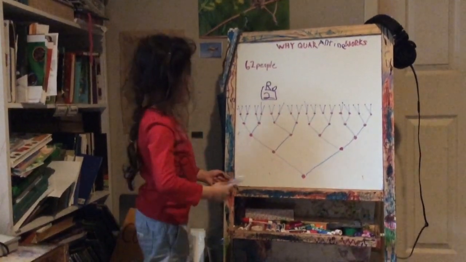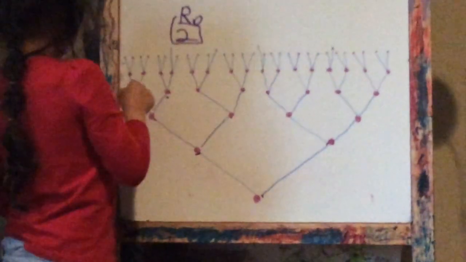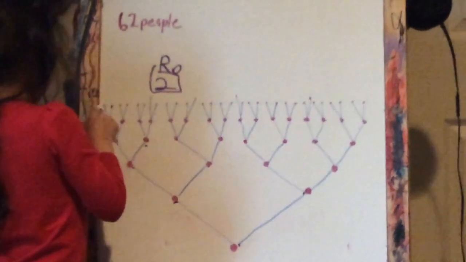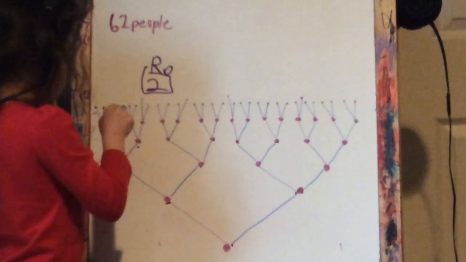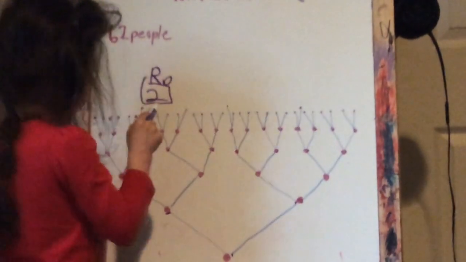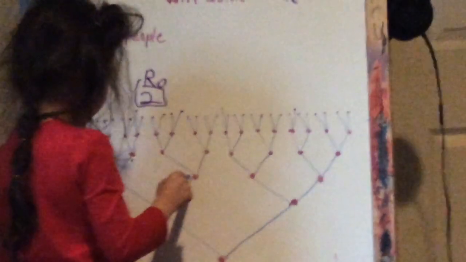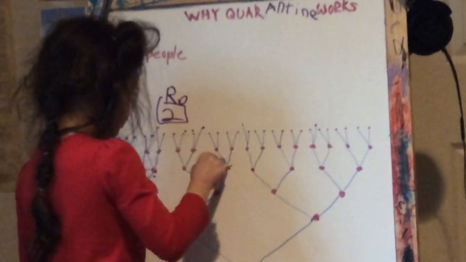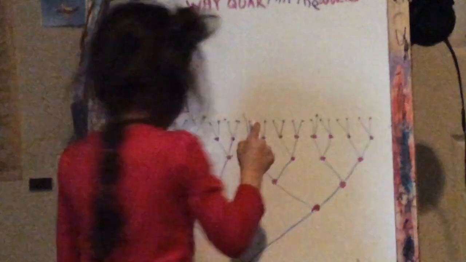Okay, so this guy infects this guy and this guy. Then he infects this guy and this guy. Then he infects this guy and this guy, and this guy and this guy. Then she infects this guy and this guy. Then he infects this guy and this guy, and him and her, and so on, until he infects everyone.